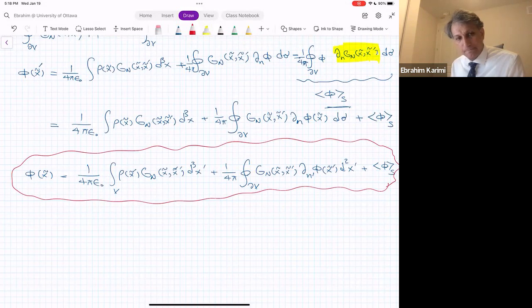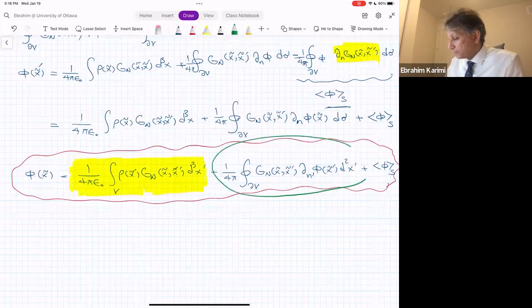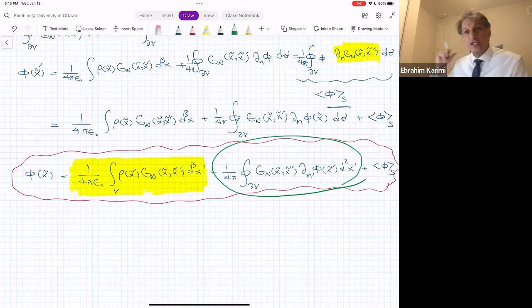Okay. This term is the same for both of them, right? But that term is different. So in the Dirichlet boundary condition, the derivative of the Green function appears and the potential on the surface. Here, no, the gradient of potential appears on the boundary condition and the Green function. Okay?